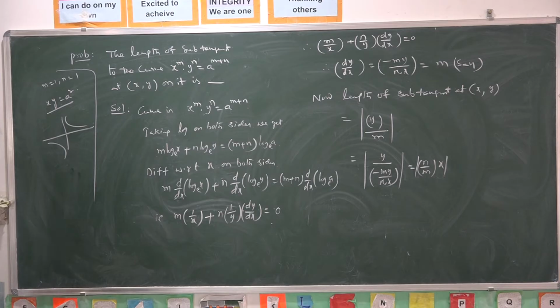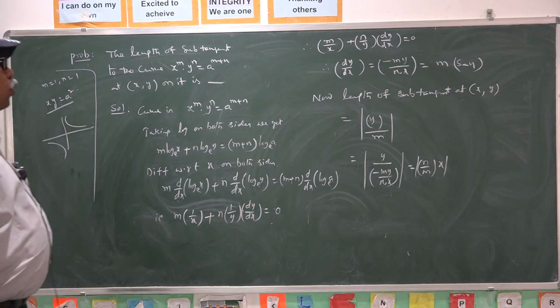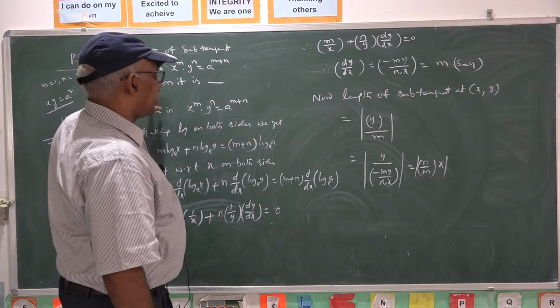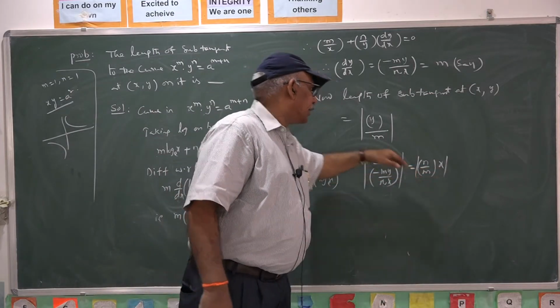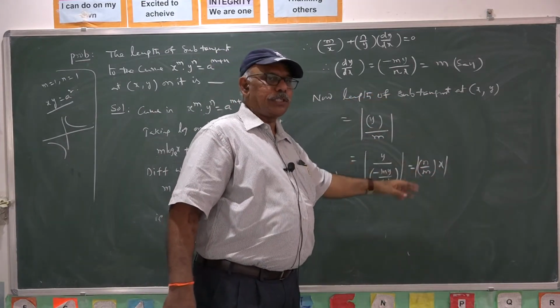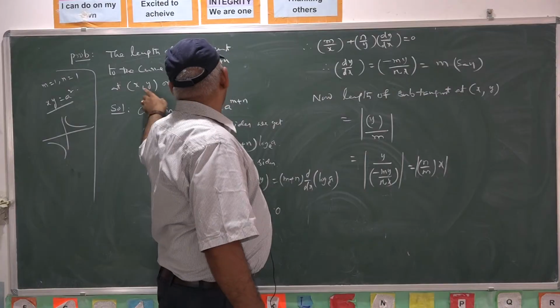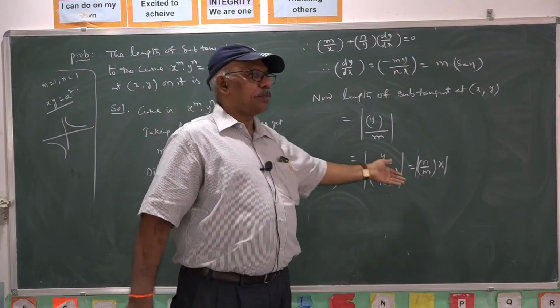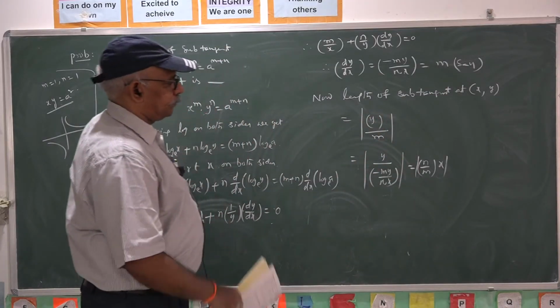Particularly at x equal to 1, the length of the subnormal is constant. At x coordinate 1, the length of the subnormal is constant.